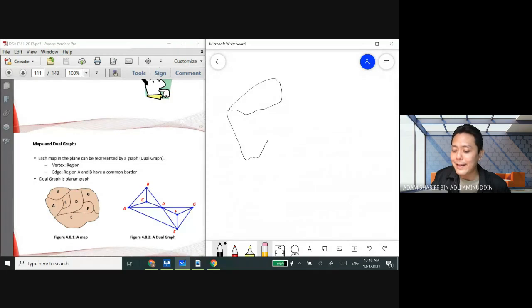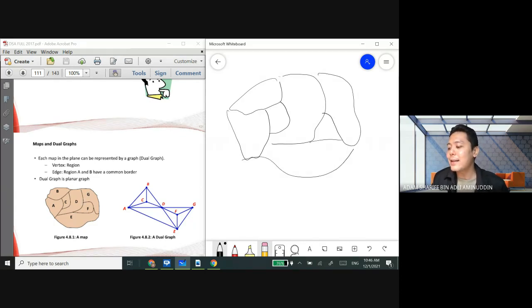Kita main-main. Imagine there's a map. You can also try this at real world map. Map yang dunia yang sedia ada. Map Malaysia pun boleh kalau nak kecil. Okay. Katakan ni map negara Uganda.